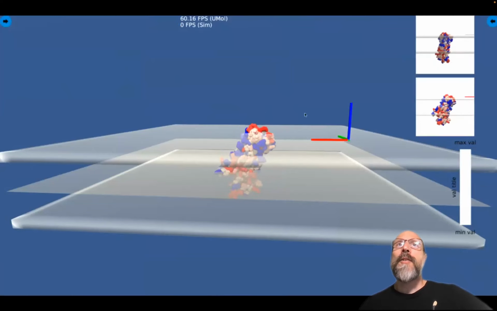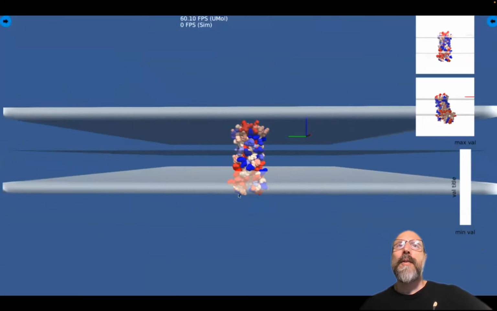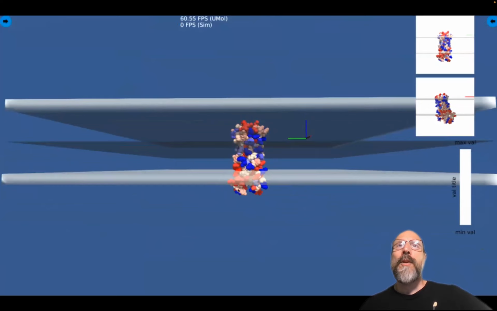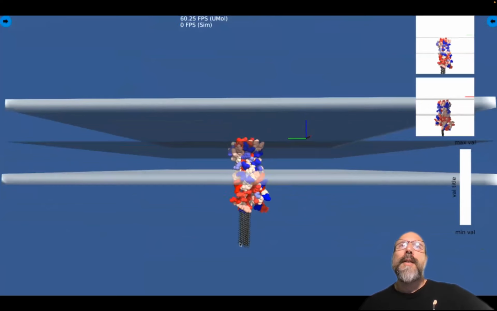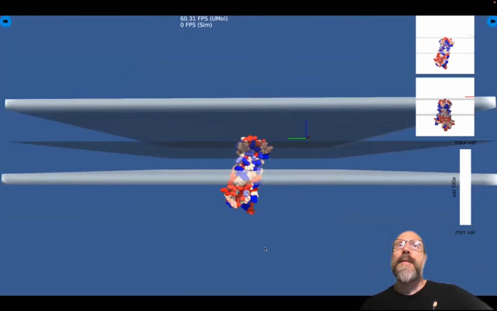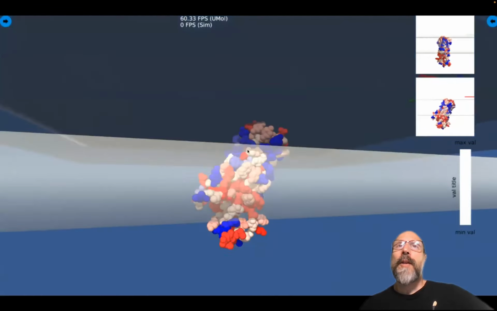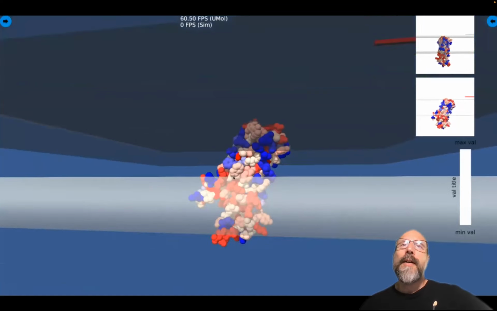So I can nudge the protein a little bit and see, okay, is it happy in that position that it has? Here as well, I can try to pull it out of the membrane to some extent, see whether it goes back in, which it does. And you can see it likes to have a tilted orientation in the membrane.